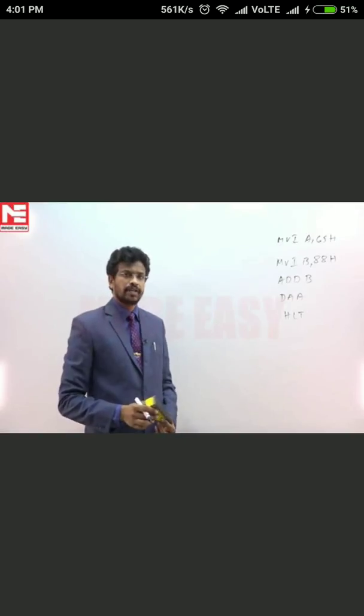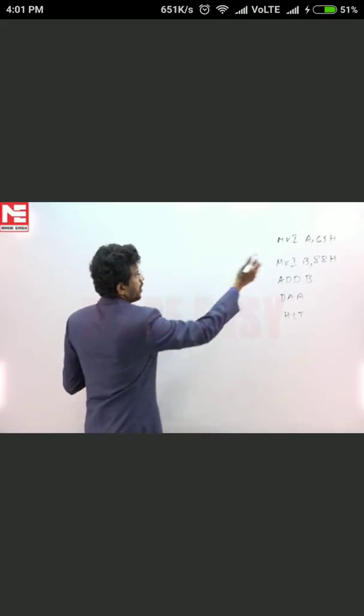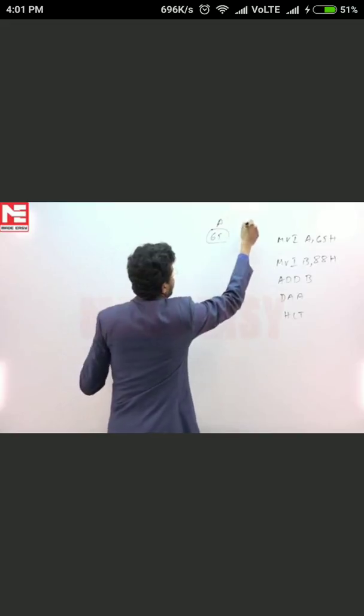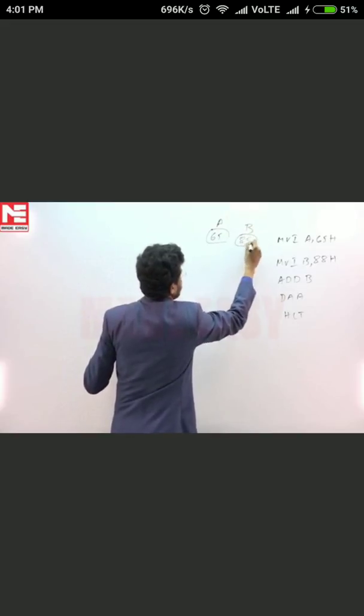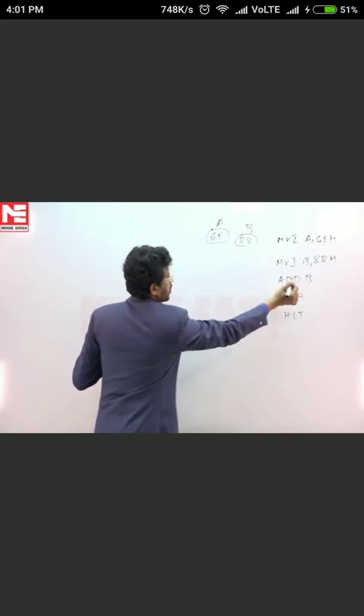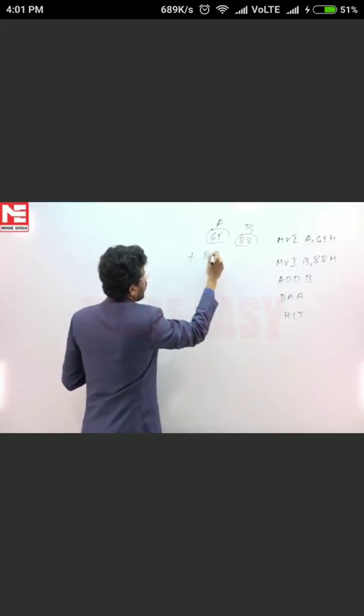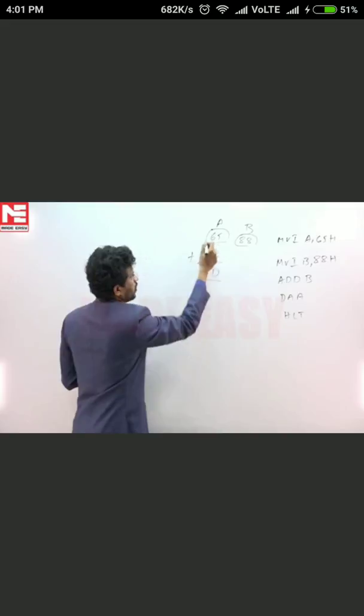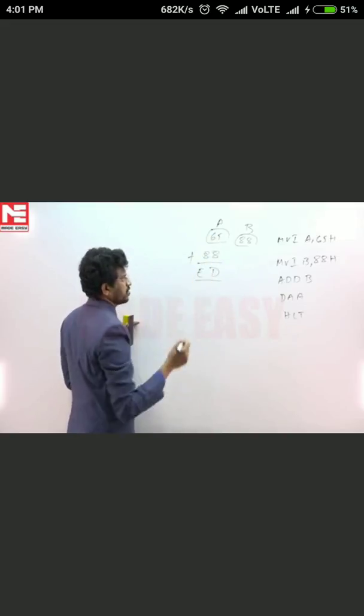Accumulator after execution of the given program. So move immediate A comma 65, accumulator contains 65H. Move immediate B comma 88, B contains 88H. Add the content of B to A, that is 88 added to A. 8 plus 5 is 13, 13 is written as D, 6 plus 4 is 14, 14 is written as E.